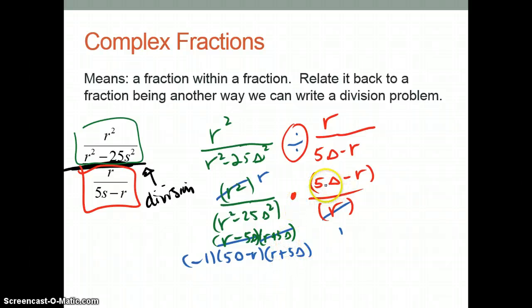So now I can see what cancels. 5s minus r and 5s minus r cancel. And we are left with r over negative 1 and r minus 5s on the bottom.